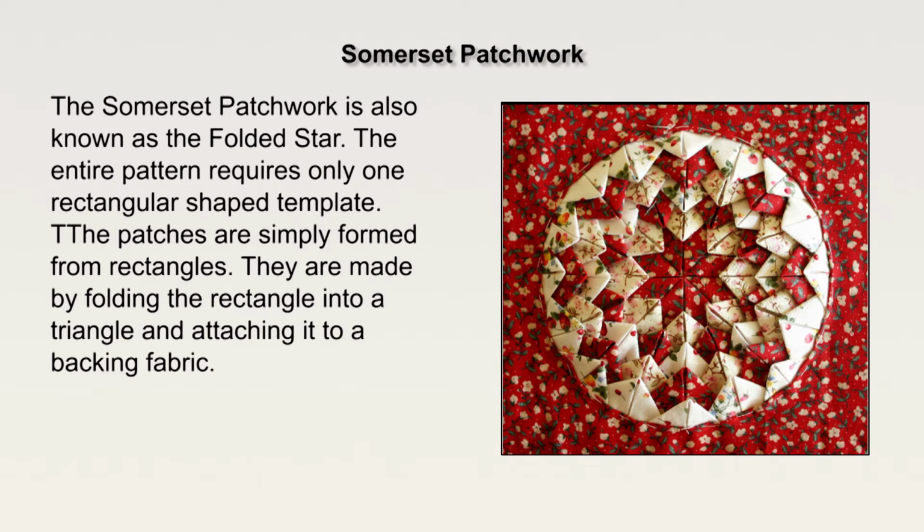Somerset patchwork. The Somerset patchwork is also known as the folded star. The entire pattern requires only one rectangular shape template. The patches are simply formed from rectangles. They are made by folding a rectangle into a triangle and attaching it to a base fabric.